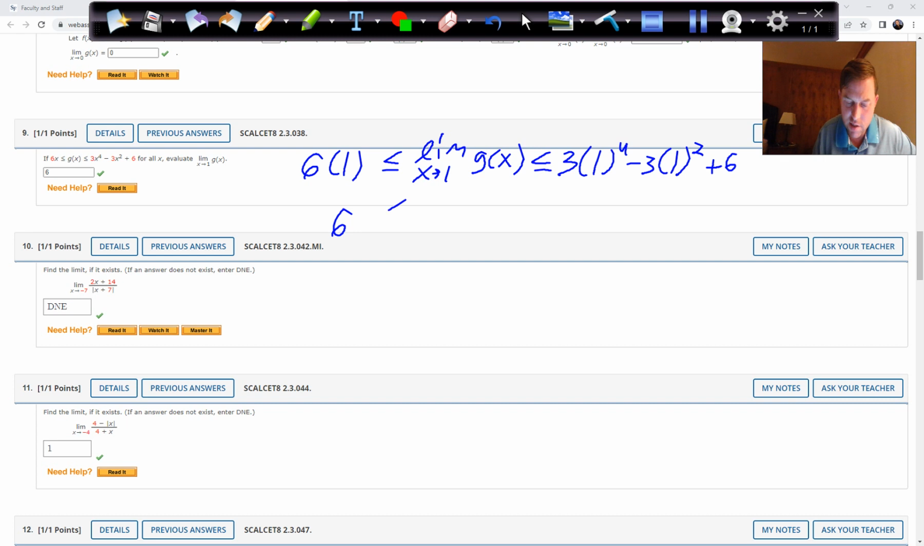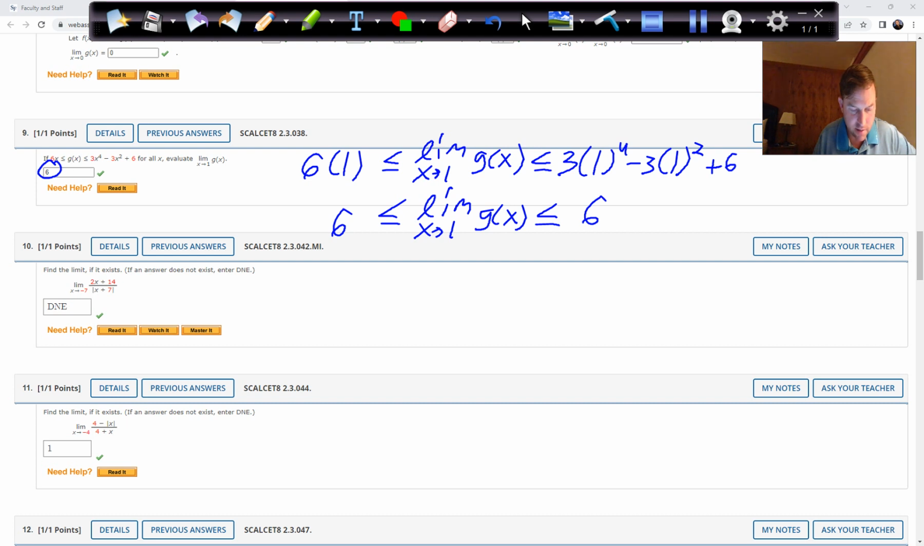6 times 1 is 6. This is the limit as x approaches 1 of g of x. And then this is just 3 times 1, which is 3, and this is 3 times 1, which is 3, and it's 3 minus 3, so this just becomes 6 as well. So this is basically saying g of x has to be sandwiched between 6 and 6, so it has to also equal 6. So that limit has to be 6 because it's being squeezed between those two numbers.